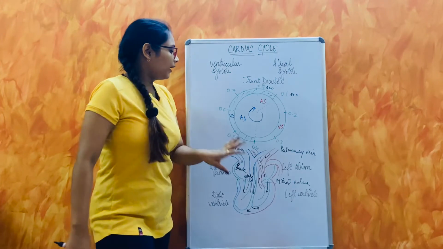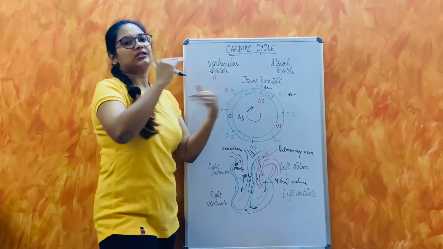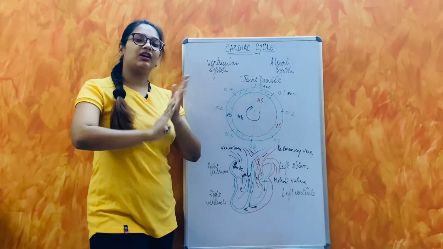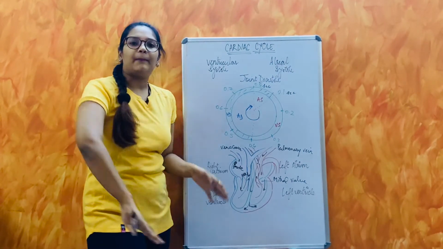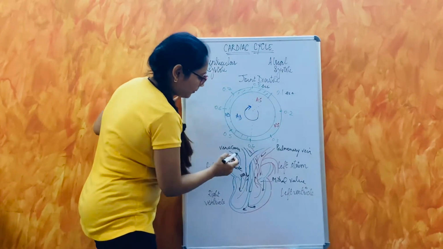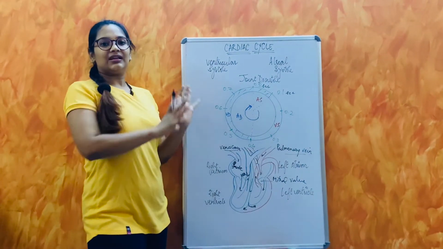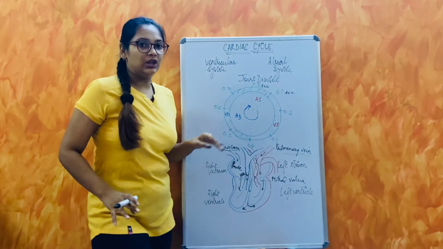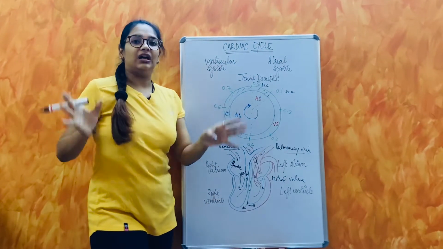So here the blood goes to the respective organs, does whatever they are supposed to supply to those organs, and then comes back to the heart via the vena cava as well as the pulmonary vein. So this is basically what is happening here. Coming to diastole.